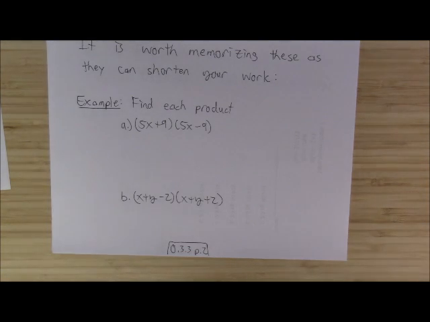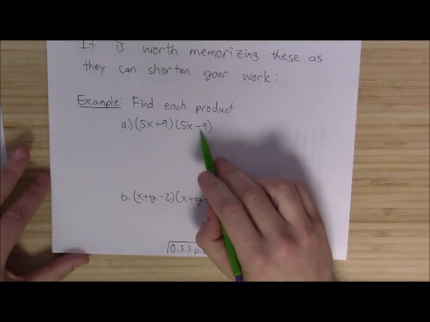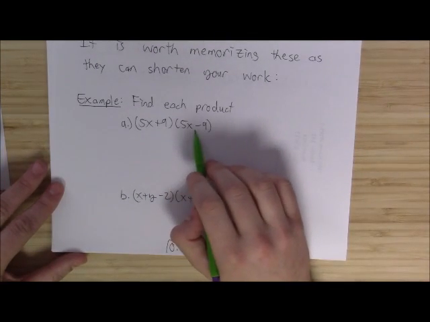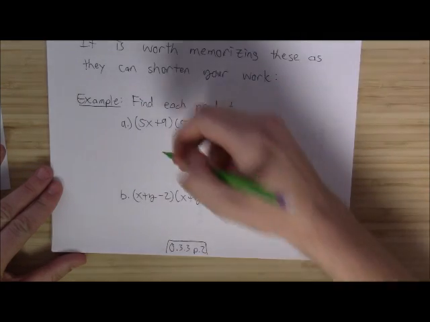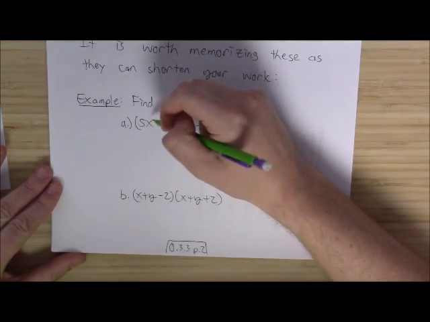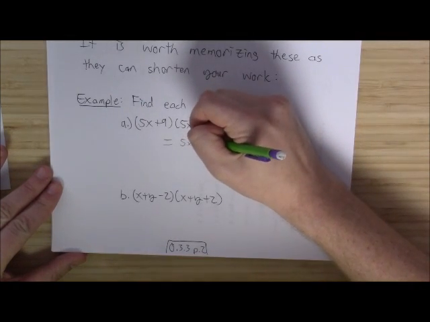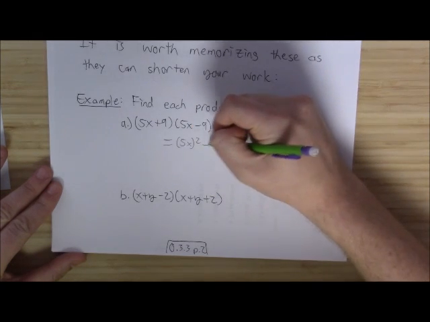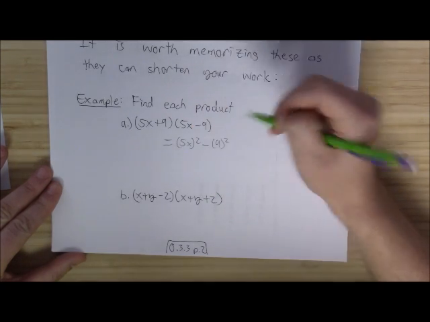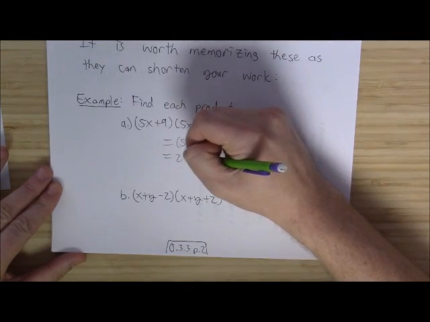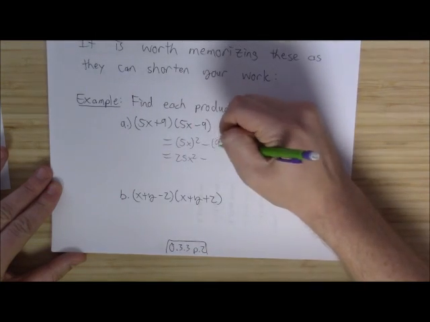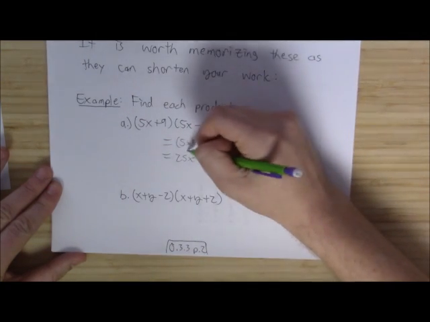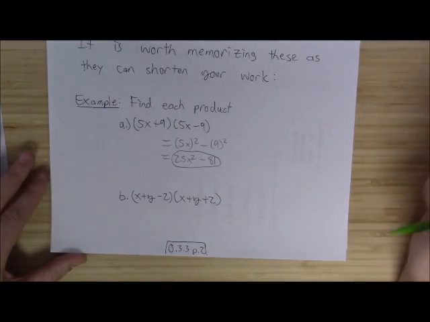It is really worth memorizing these, as these can really help you when computing things. Namely, if you recognize here that the sign is different, you can immediately say, oh, recognizing that special form, I know that this is 5x squared minus 9 squared. But then that is just 25x squared minus 81, since 9 times 9 is 81. So it greatly shortens your work.